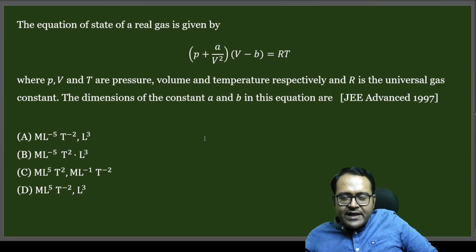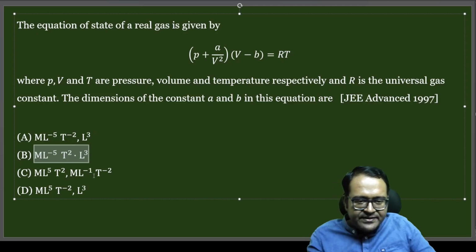Suppose you have a gas equation: pressure plus some constant A by P square, multiplied by volume minus some constant B, is equal to RT. This is an equation of a real gas. You know what P, V and T are. What is the dimension of the constants A and B?